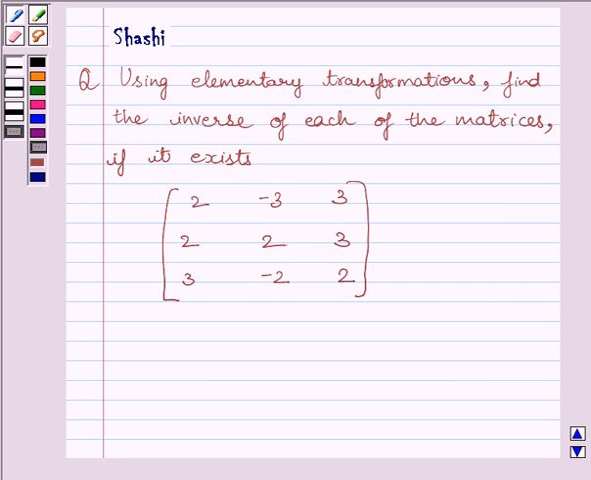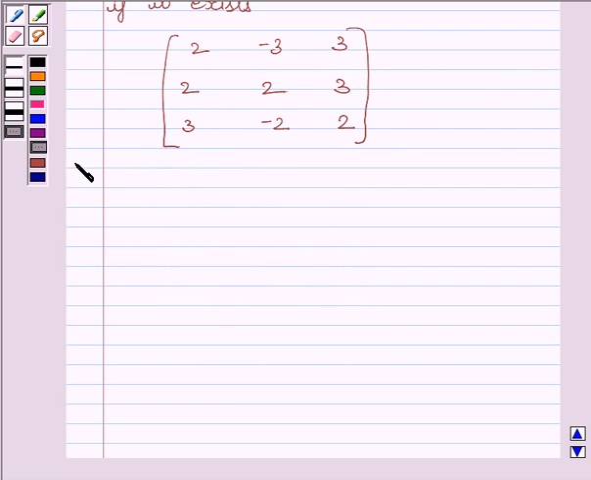I'm Shashi and I'm going to help you to solve the following question. Question is, using elementary transformations, find the inverse of each of the matrices if it exists. The given matrix is [2, -3, 3; 2, 2, 3; 3, -2, 2]. Let us start the solution now.